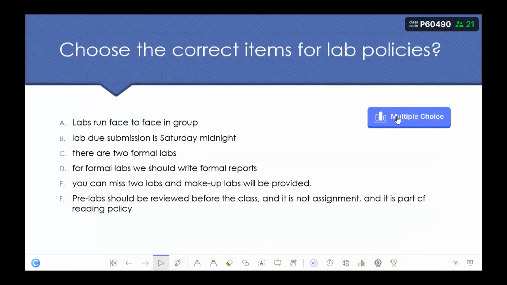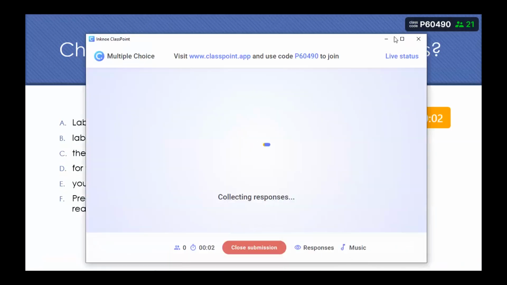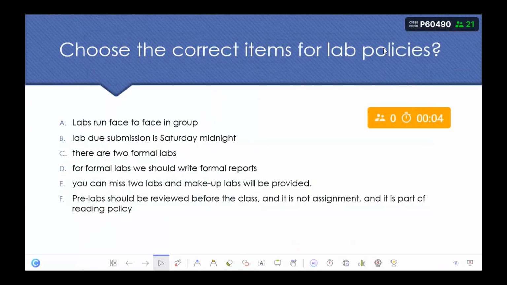The next question: choose the correct item for lab policies. Labs run face-to-face in groups. Lab submission is Saturday midnight. There are 2 formal labs. For formal labs, we should write a formal report. You can miss 2 labs, and makeup labs will be provided. Labs should be reviewed before the class, and it is not an assignment, it is part of your reading policy. So 30 seconds.